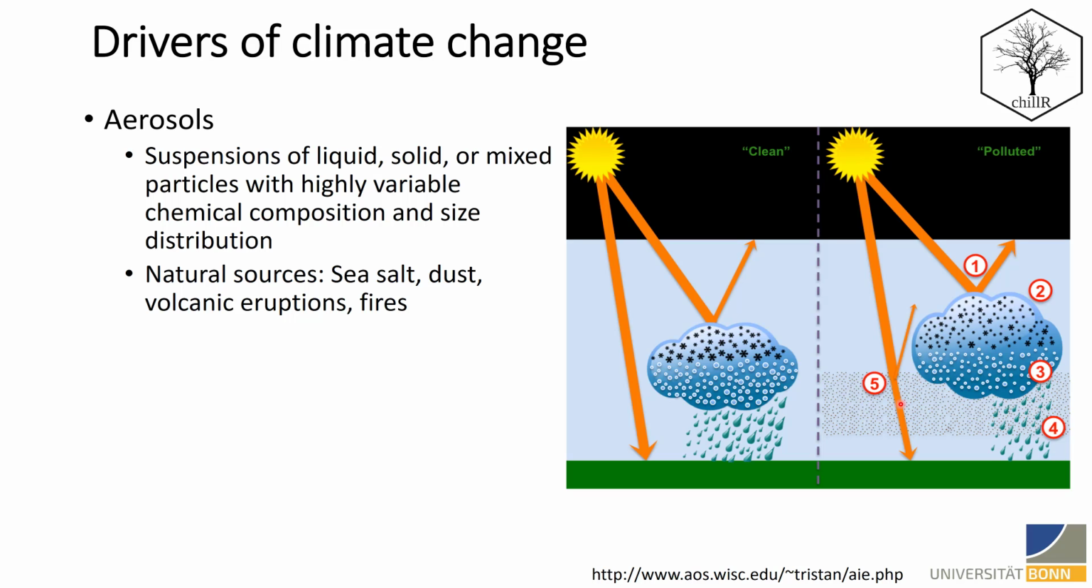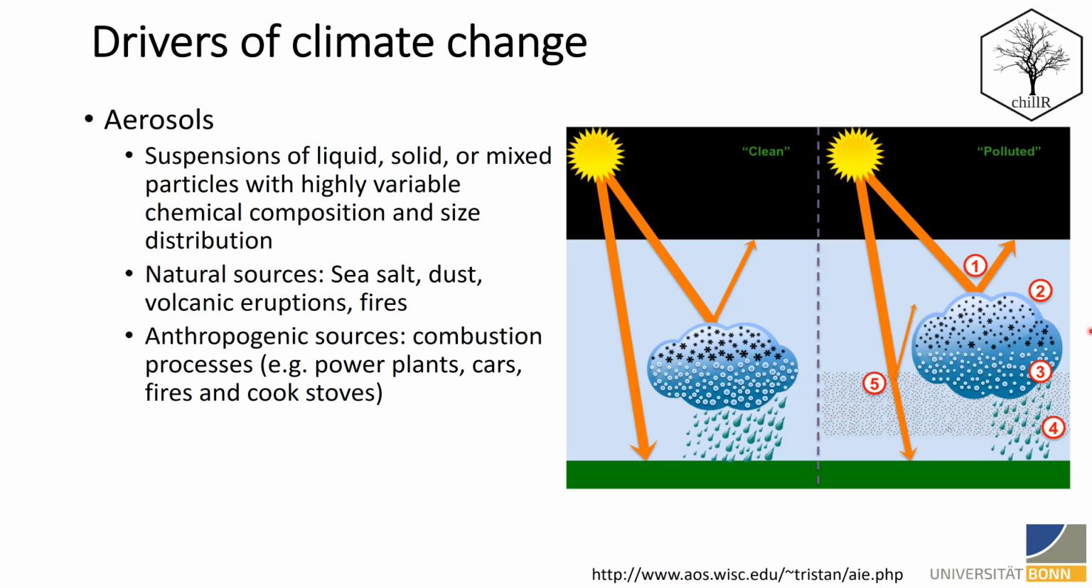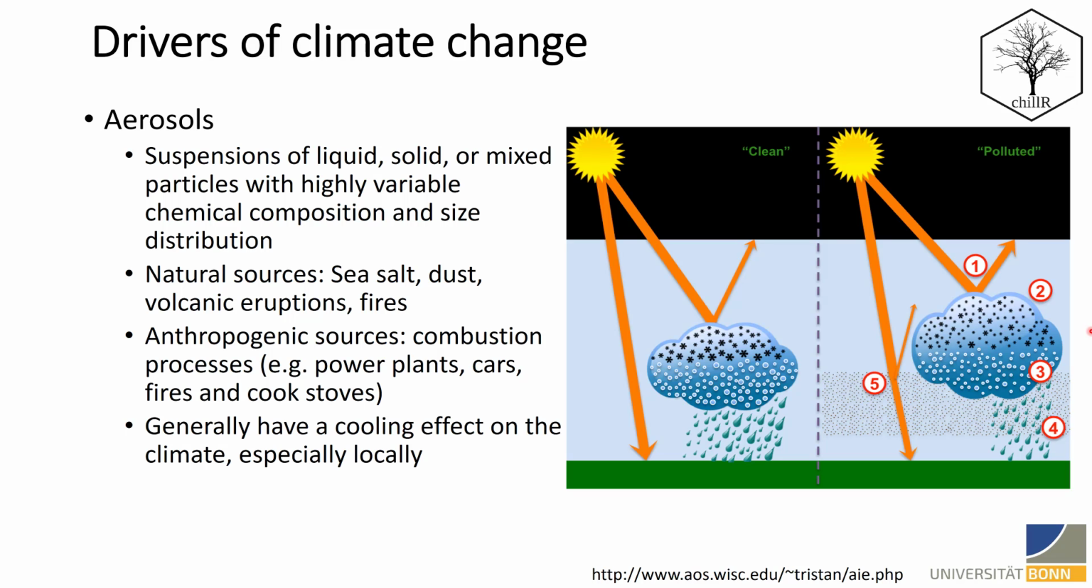There are natural sources of aerosols. There's sea salt, there's natural dust, there are volcanic eruptions, there are wildfires that emit lots of dust. But there certainly are also anthropogenic sources. And these largely result from combustion processes, such as power plants, cars, man-made fires, and cook stoves. Now, generally, aerosols have a cooling effect on the climate, especially locally. Because if solar radiation is blocked by particles in the air and doesn't reach the surface, then the surface stays cooler.